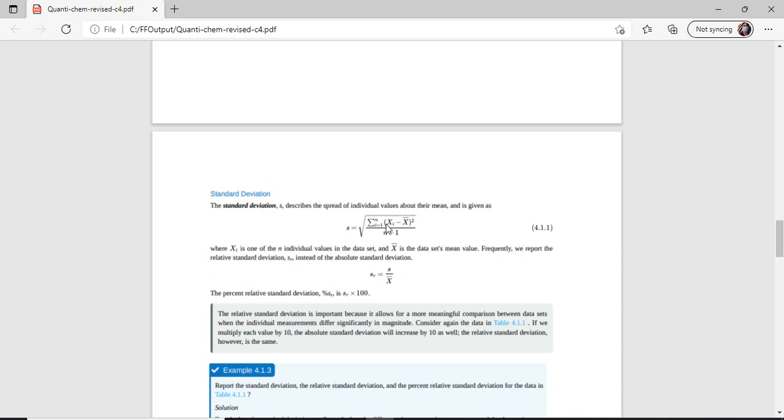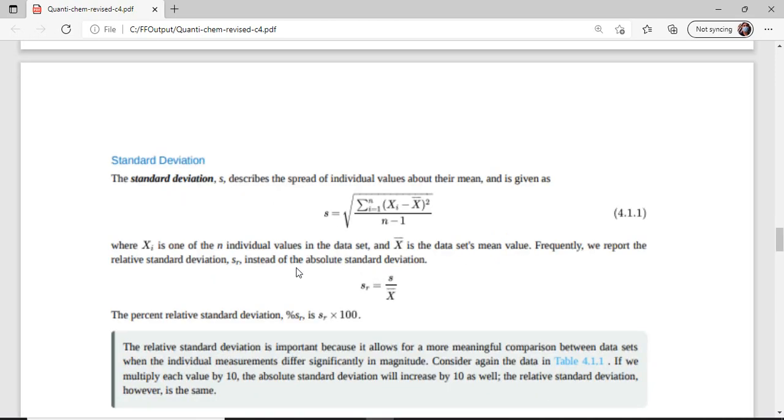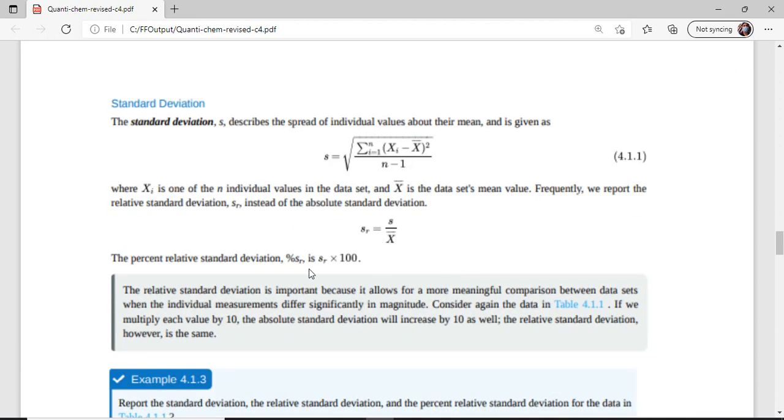This is for your initial minus your mean squared, minus the total value, which is, for example, your N, the 7 sample, minus 1. Where x is one of the individual values in your data set and x-bar is the data set mean value. Frequently, we report the relative standard deviation, or SR, instead of your absolute standard deviation. And also you have your percent relative standard deviation, which is your SR times 100.